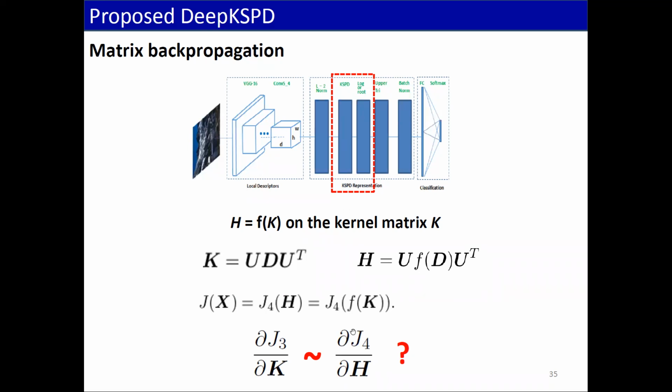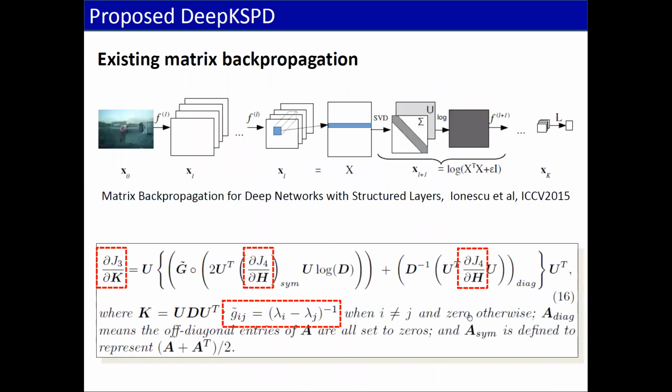So how can we bypass this? How can we backpropagate the error through this step? In the literature, as I mentioned, the ICCV 2015 paper is a milestone work. It gives a very detailed derivation of this matrix backpropagation. Very useful. But actually, it has a problem: it defines a key quantity in this way.